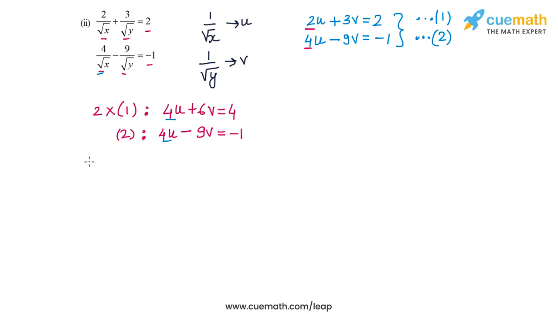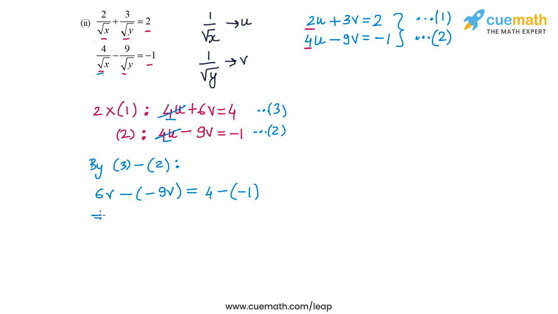So let's call this equation 3 and this equation is equation 2. So let's do 3 minus 2. So when we do 3 minus 2, what will happen? The 4u terms will cancel out. On the LHS we will have 6v minus 9v, and on the RHS we will have 4 minus 1. So this gives us 6v plus 9v or 15v, and on the RHS we have 4 plus 1 or 5. And from here we get v is equal to 5 by 15 or 1 by 3.